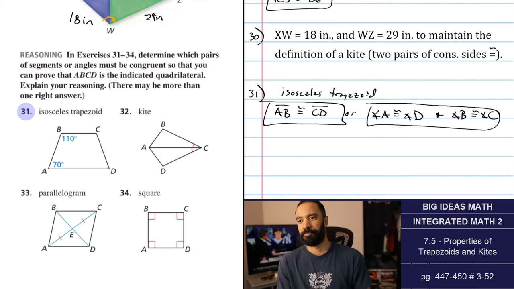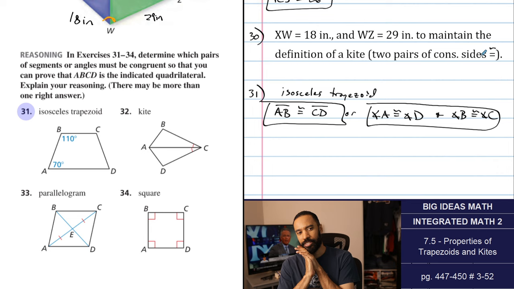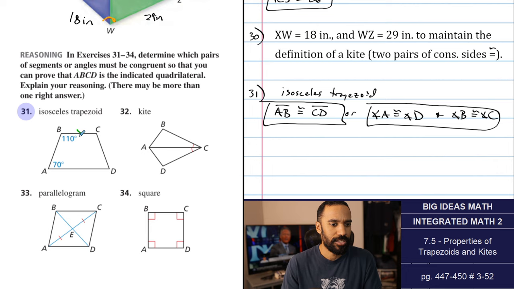I mean, it works. The only problem is that they don't identify this as a trapezoid. Oh, it is. You can tell it's a trapezoid. I take this all back, because these are supplementary there, so you can tell it's a trapezoid. So, okay, I can do these by name.